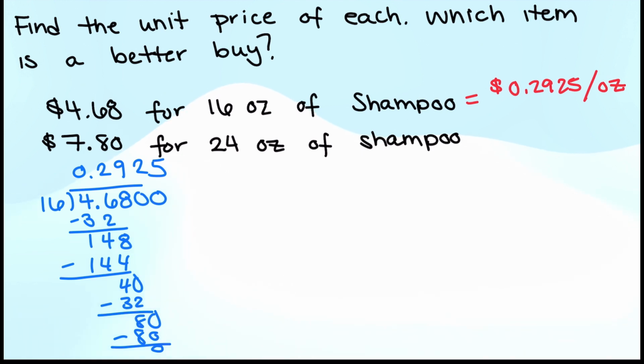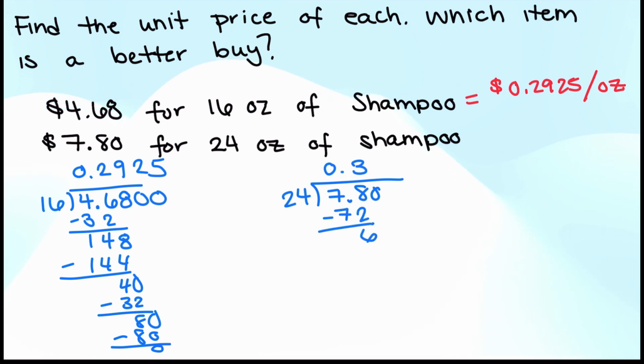The second bottle of shampoo, we need to take $7.80 divided by 24. So again, unit price, always do the price on top. So $7.80 divided by 24. 24 goes into 78 3 times. Again, see how the decimal stayed where it is? 3 times 24 is 72. Subtracting, it's 6. So bring down the 0.